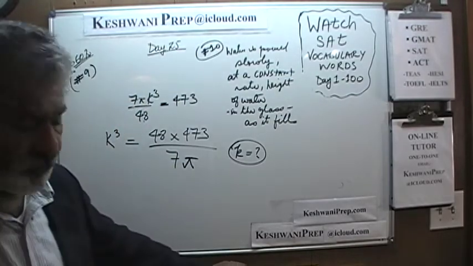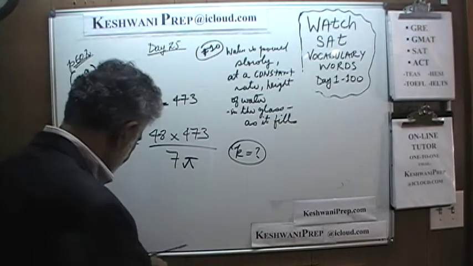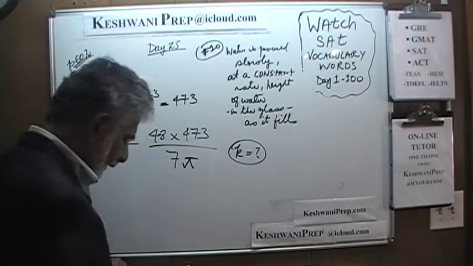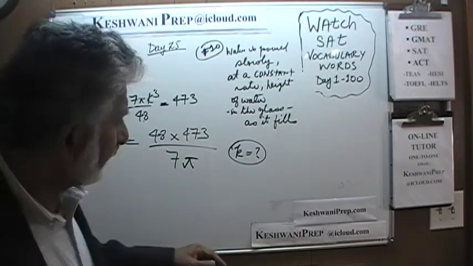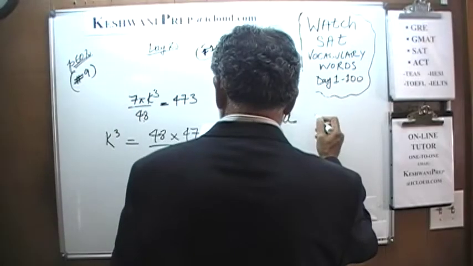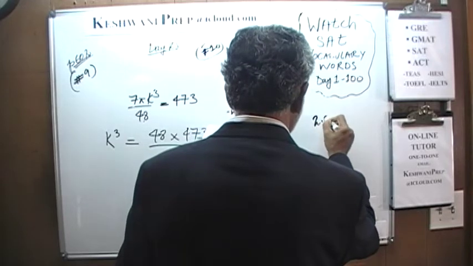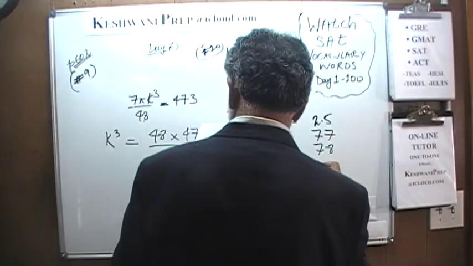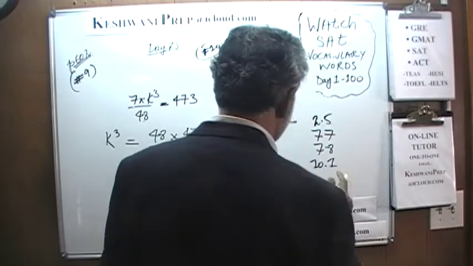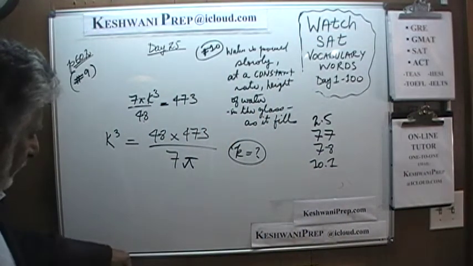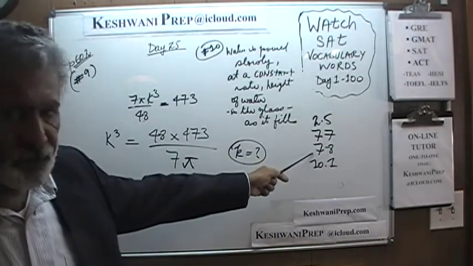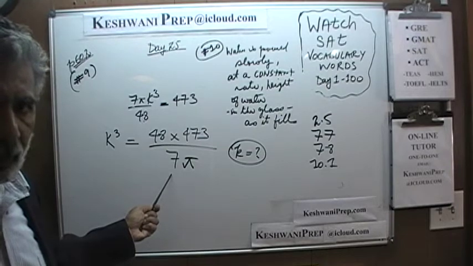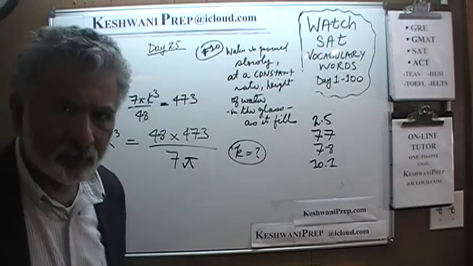And starting from there is where we're going to start approximating. Just to see what happens. Because if you look at the answer choices, the answer choices are 2.5, 7.7, 7.8, 10.1. Those are the answer choices. As you can see, these two answer choices are very close to each other. So if it turns out that the approximation does not get us where we want to go, then we'll worry about doing the precise calculation.